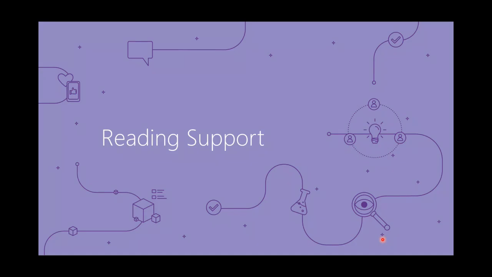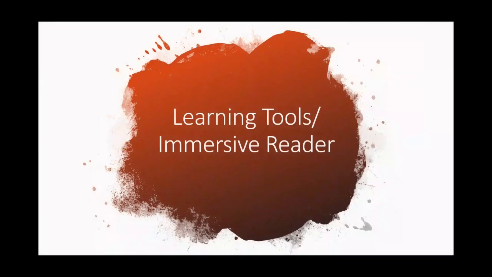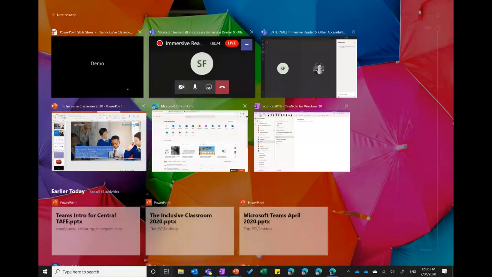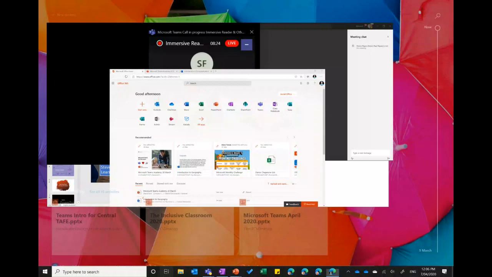Let's start with reading support. I'm first of all going to talk to you about the Immersive Reader, and this is what I think is the flagship accessibility product in the Microsoft suite. Immersive Reader is a tool that's available right across different Microsoft products, and the easiest way to show you it is to demonstrate it. So I'm going to try and switch over live to my website. Here we go, I'm on the web here.